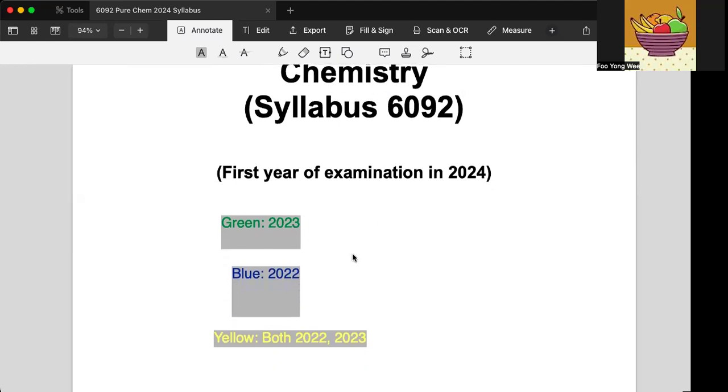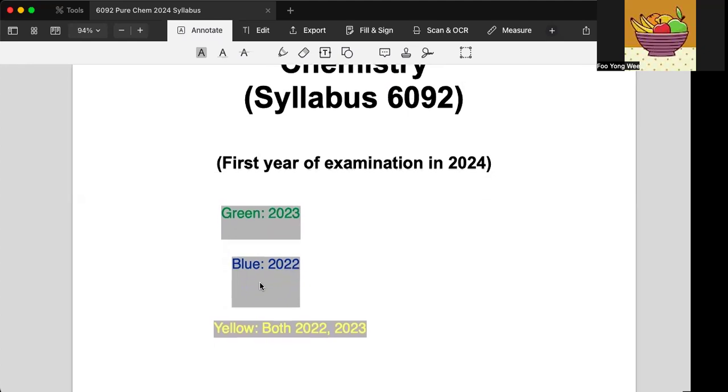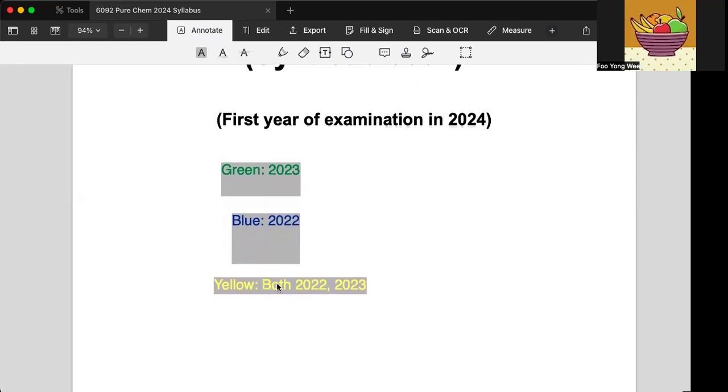We are going through the learning outcomes of this year's paper to predict what could be tested this year. The green highlighted portion refers to the learning objectives tested last year. Blue refers to the learning outcomes tested in previous years. And yellow refers to both.